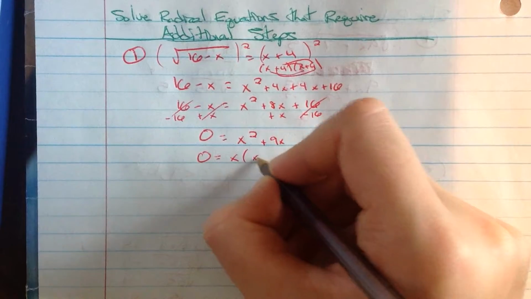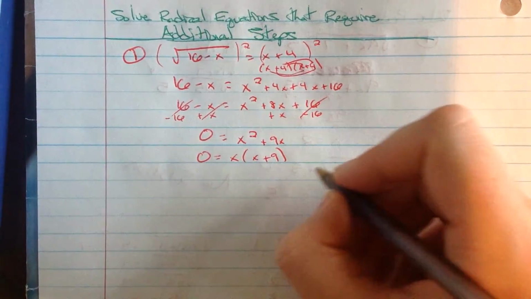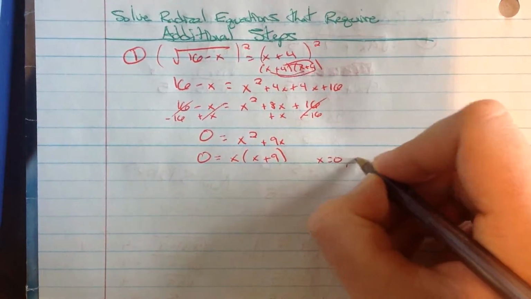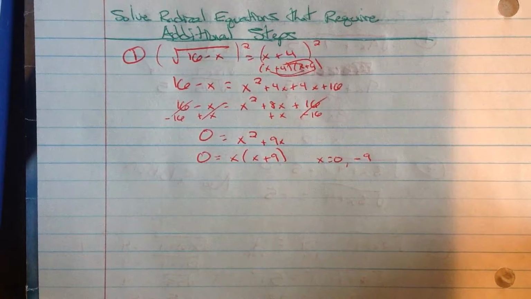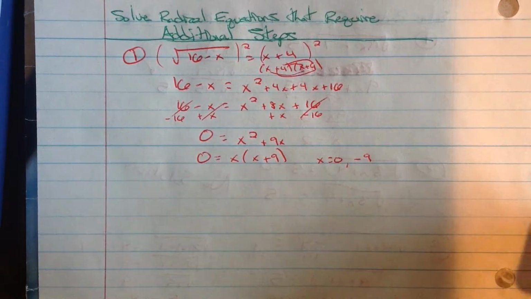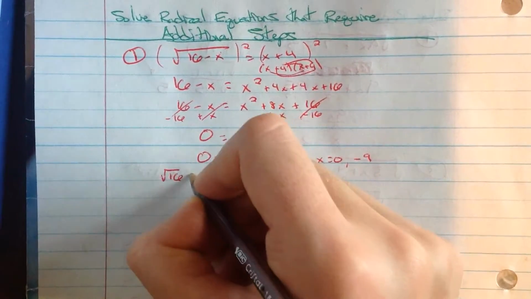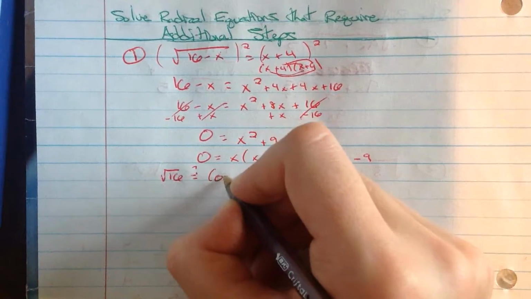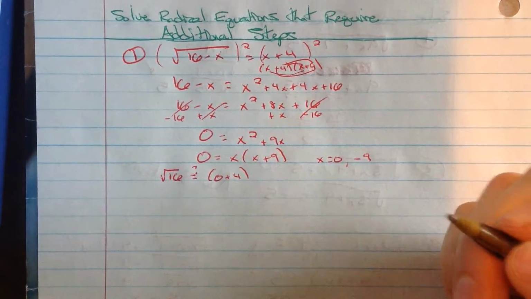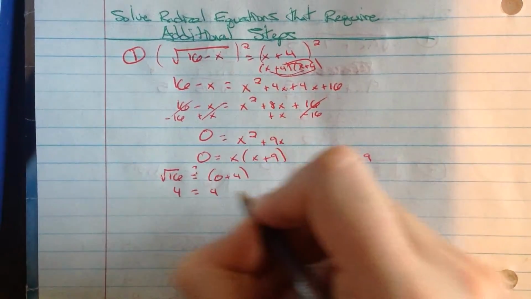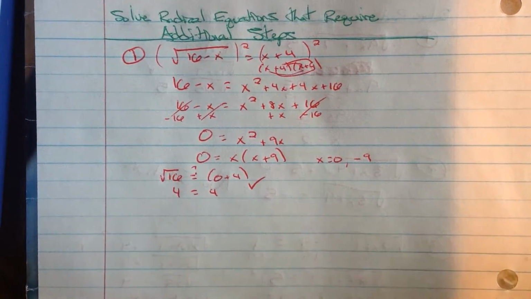Factoring out an x, I get x times x plus 9. So x equals 0 and negative 9 as options. Well, then we want to check. So if I stick 0 in, I get square root of 16. Does that equal 0 plus 4? 4 does equal 4. 0 checks out.